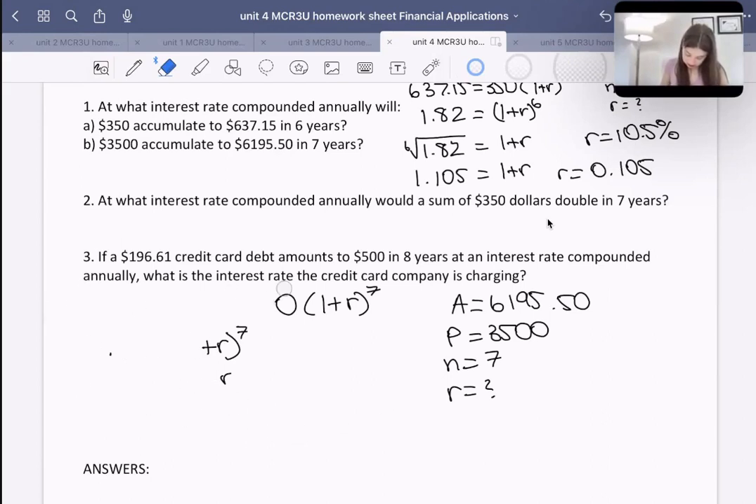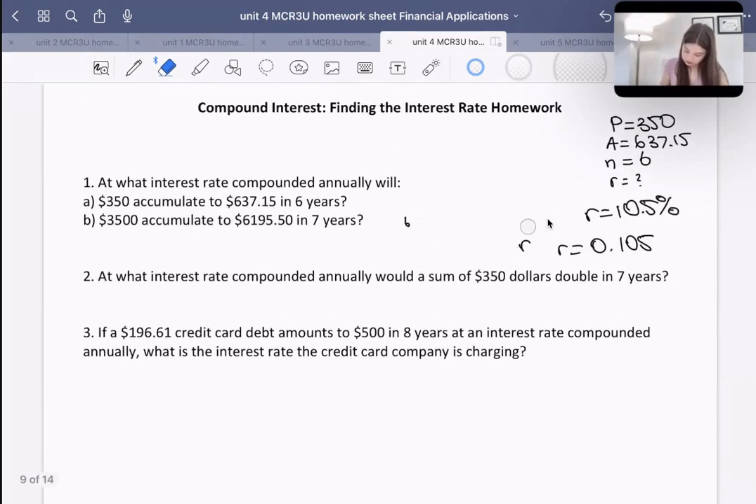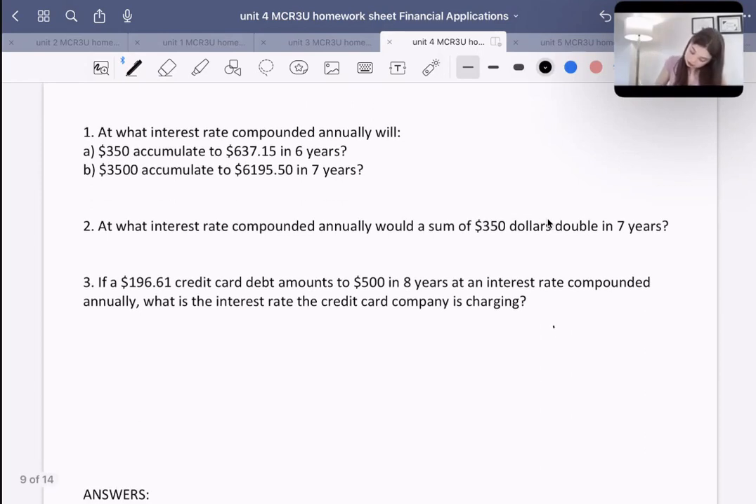All right, so let's erase this. Number 2 says, at what interest rate compounded annually would a sum of $350 double in 7 years? So let's answer that question. So what's the interest rate? So that's what we'd like to know. We know that the principal is $350 and that the accumulated amount is $700, right? They're asking what's the interest rate if we're waiting for it to double. And double $350 is $700.